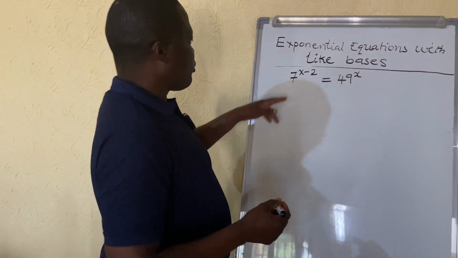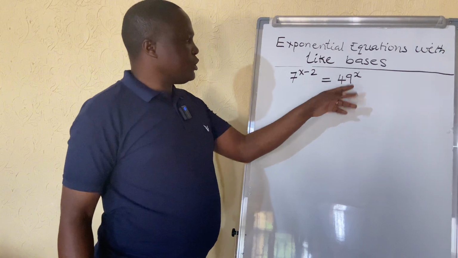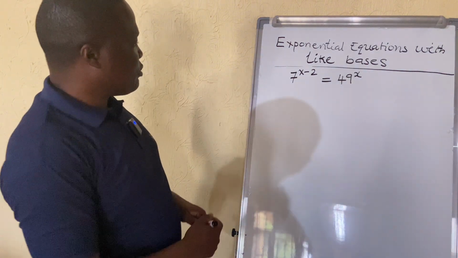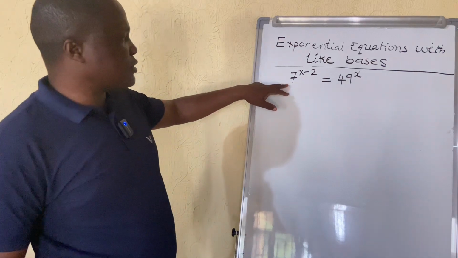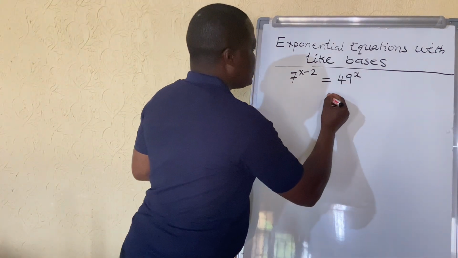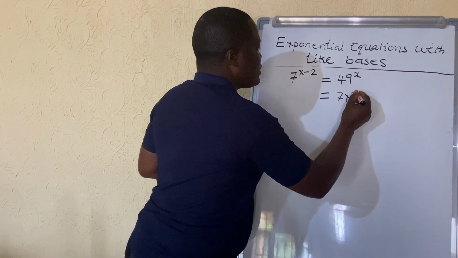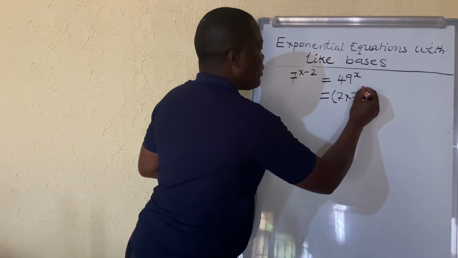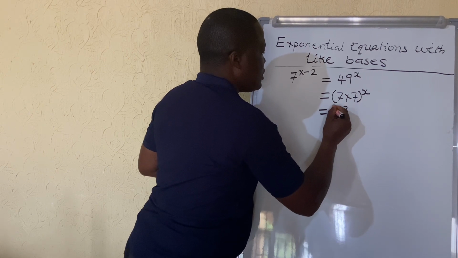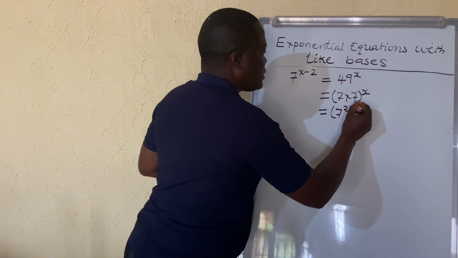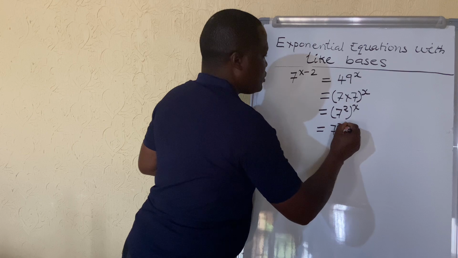Again, we have another problem here to solve for x. 7 raised to the power x minus 2 equals 49 to the power x. As before, we immediately notice that 49 is a power of 7. So we write this as equal to 7 times 7 raised to the power x. This is equal to 7 squared raised to the power x. And this is equal to 7 raised to the power 2x.